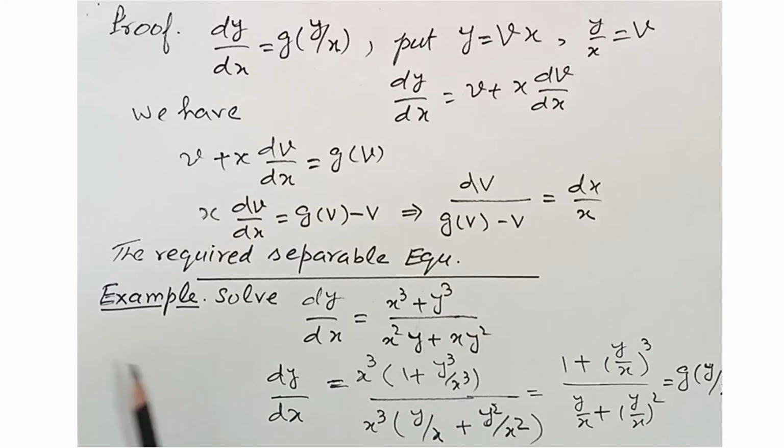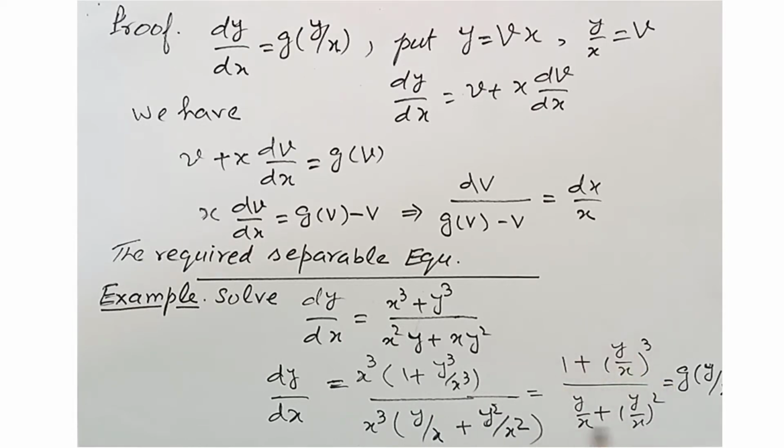Now we give an example of how we solve the equation which is homogeneous. dy by dx equal to x cube plus y cube divided by x square y plus xy square. We can take x cube common from the numerator. We have 1 plus y cube over x cube, and from the denominator we can also take x cube as common, and this term becomes y by x plus y square by x square. These will cancel, and this can be written as 1 plus y by x whole cube, and this is 1 plus y by x whole square.